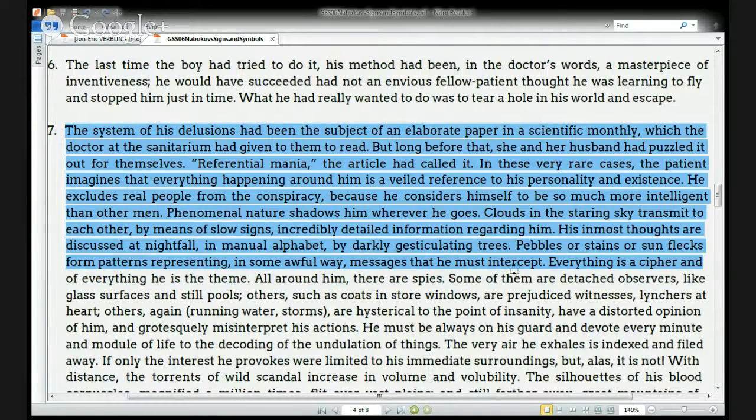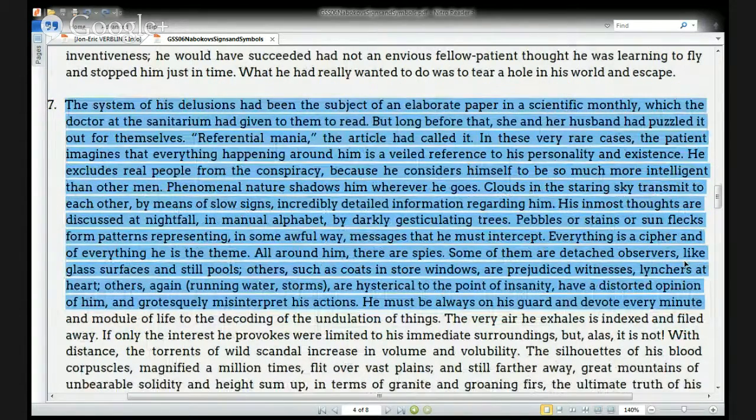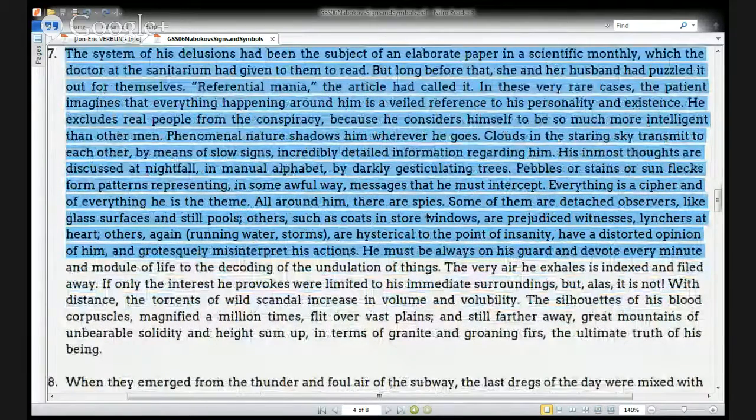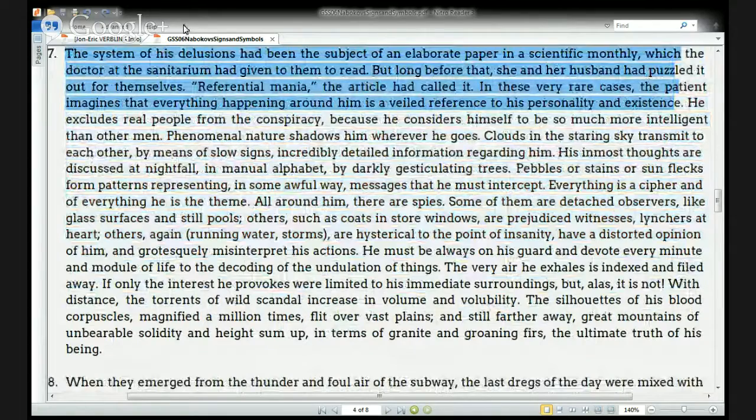All around him there are spies. Spies? Mm-hmm. Some of them are detached observers like glass surfaces and steel poles. Others, such as coats in store windows, are prejudiced witnesses, lynchers at heart. Others, again, running water, storms, are hysterical to the point of insanity, have a distorted opinion of him, and grotesquely misinterpret his actions. He must be always on his guard and devote every moment of his life to the decoding of the undulation of things.